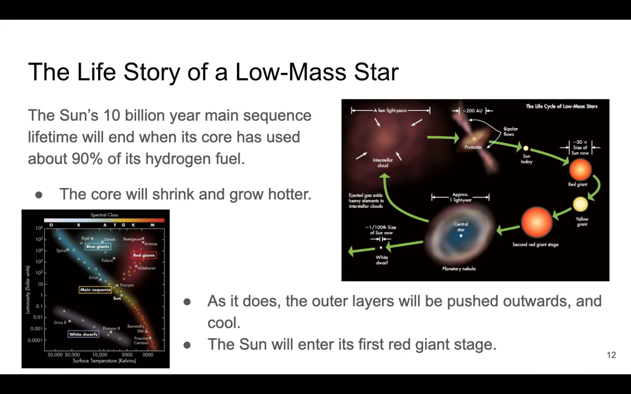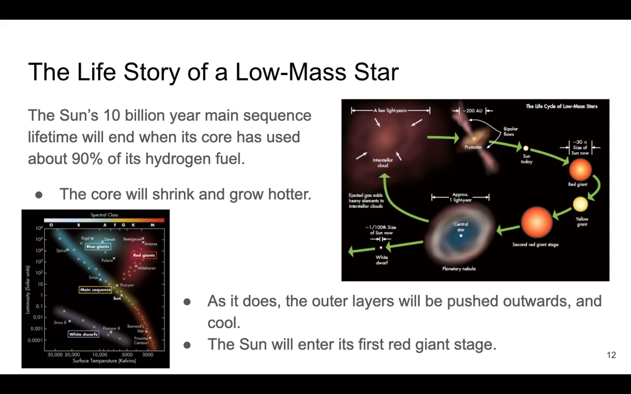After another 5.5 billion years, after about 10 billion years of being a main sequence star, the sun is going to run out of hydrogen fuel that it can fuse in its core. At this point the core is only hot enough to fuse hydrogen. Without hydrogen to fuse, gravity starts to win. It starts to crush the core down smaller and smaller. So now the core is getting smaller. It's also getting hotter, and a couple of seemingly contradictory things are happening here.